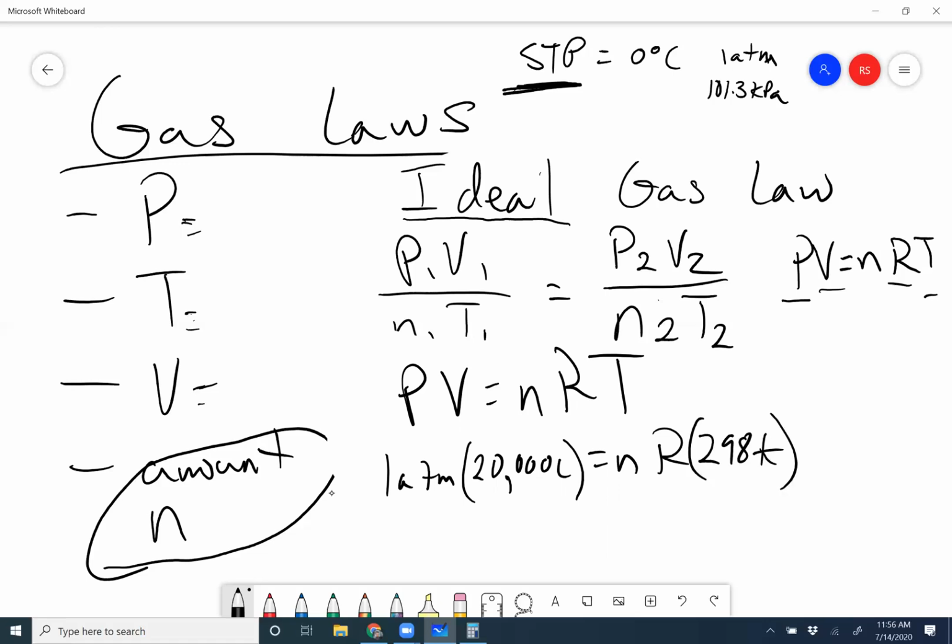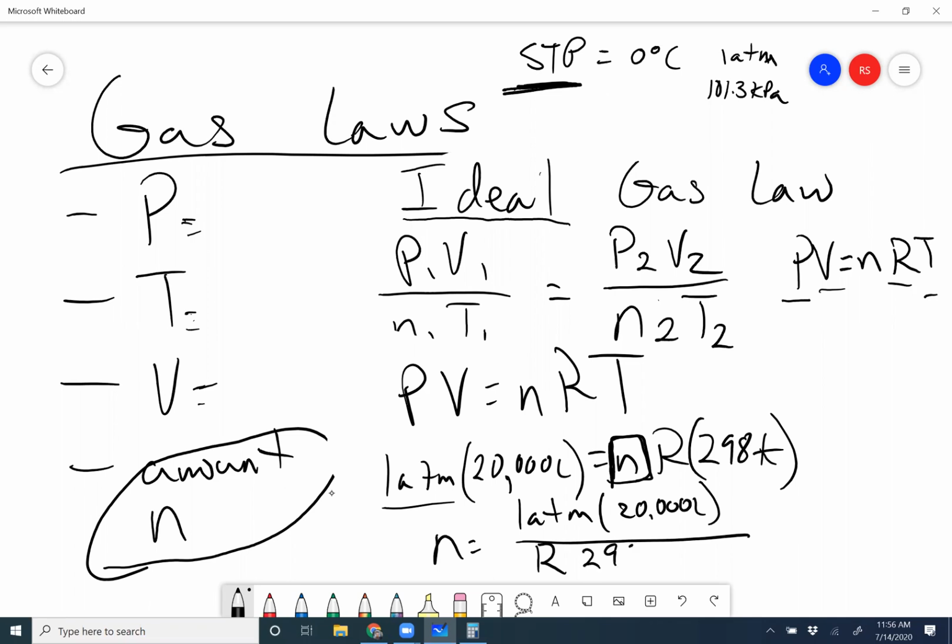Well, you can see now that we can solve for the amount of gas that we'll need in our spaceship without having to do any sort of before-after condition. If we want 1 atmosphere, 20,000 liters at 298 degrees Kelvin, then the amount of gas will just simply be 1 ATM times 20,000 liters all over R times the 298 Kelvin. So it looks like we can't solve this because we don't have R, but remember that R is the ideal gas constant, 0.0821 atmospheres, liters, Kelvin, moles.